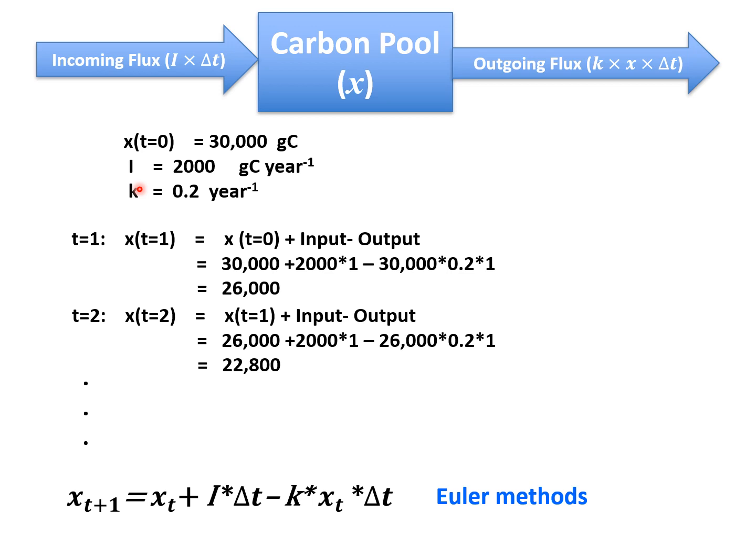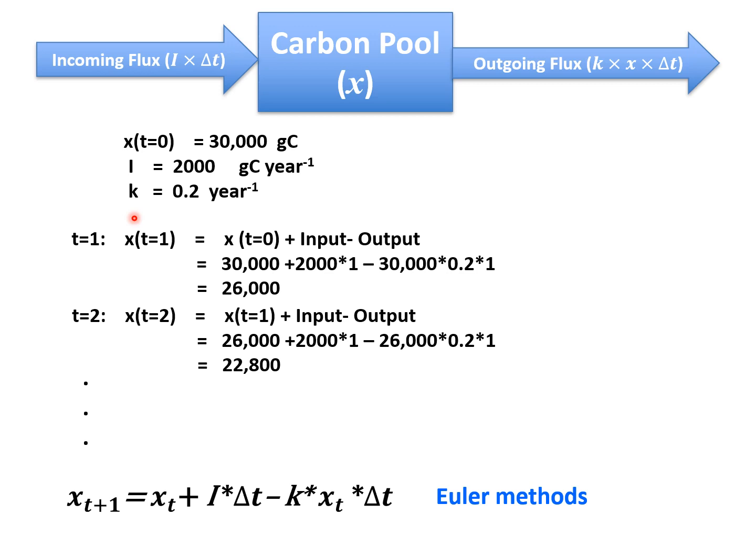For the outgoing flow, if we have a bigger plant, normally we end up with more respiration. That is, we spend more when we have more money in our bank account. Suppose 20% of carbon in a plant pool is used up through respiration every year. That is a turnover rate K equals 0.2 per year.